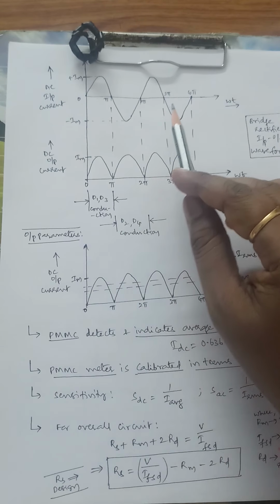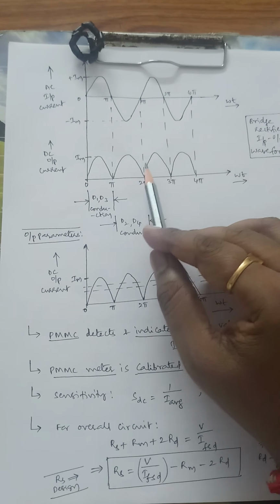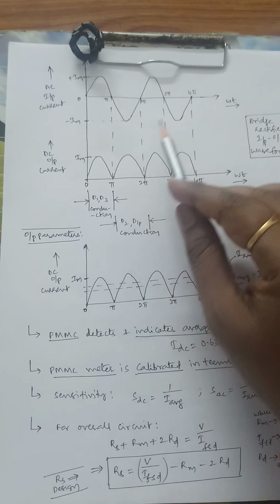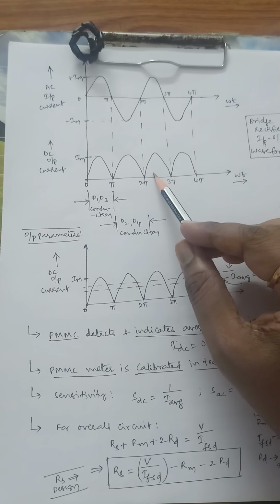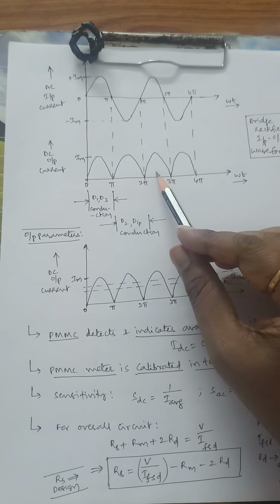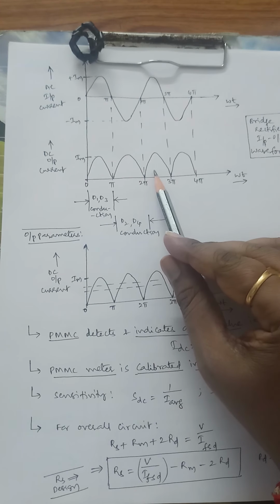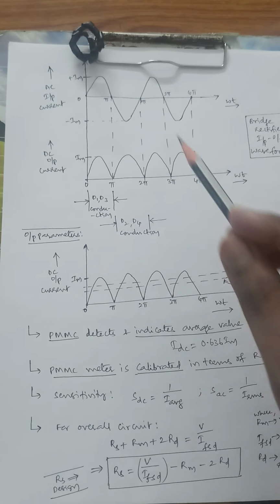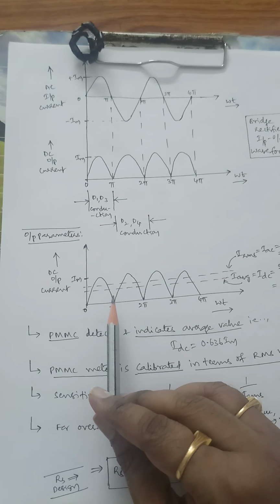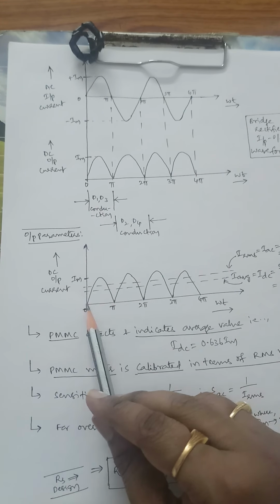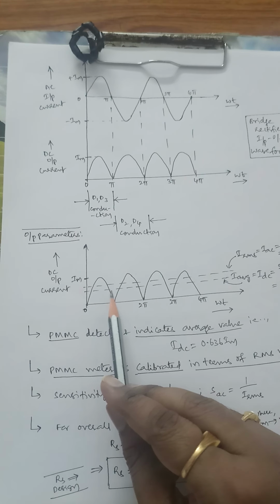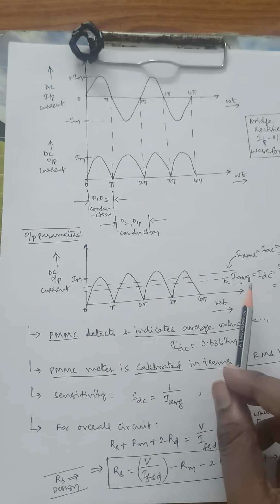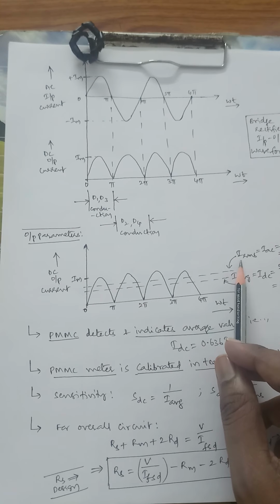So what is happening? A bidirectional waveform is being converted to a unidirectional waveform. The bidirectional waveform is referred to as an AC waveform, and the unidirectional waveform is referred to as a DC, pulsating DC waveform here. Let us see the output parameters for this pulsating DC waveform. For this waveform, we are going to have two parameters: one is the average value and the other one is the root mean square value.